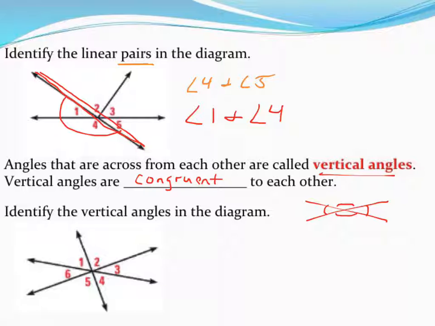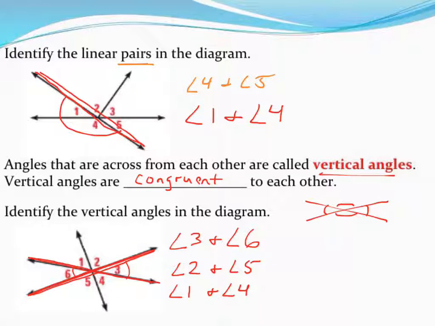In this diagram, there are 3 sets of vertical angles. If it helps you, trace over only 2 of the lines at a time, and ignore the other numbers around the diagram. Looking at just those 2 lines, I can see that angle 3 and angle 6 are vertical angles. They're across from each other. Using similar reasoning, angle 2 and angle 5 are also vertical, and finally, angle 1 and angle 4 are vertical. All those angles are equal to each other: 3 and 6 are equal, 2 and 5 are equal, and 1 and 4 are also equal to each other.